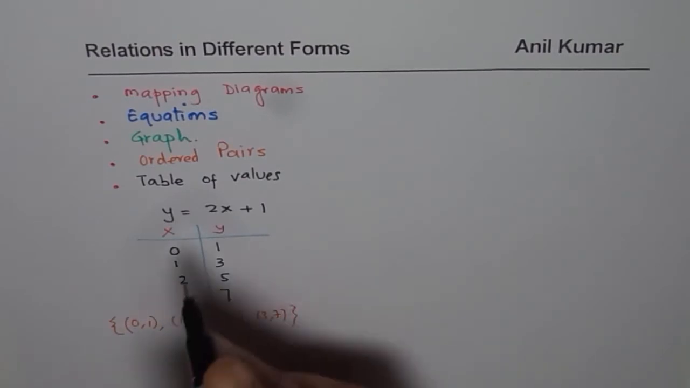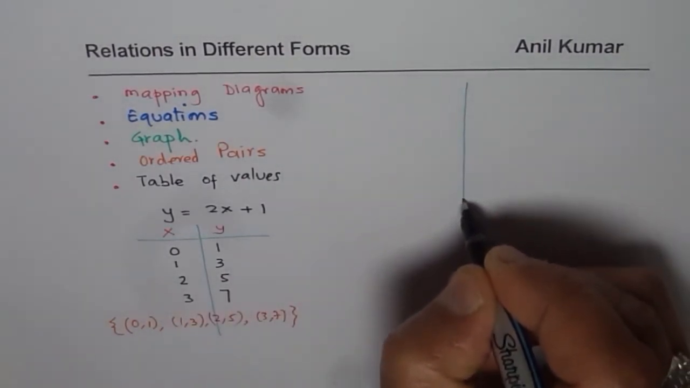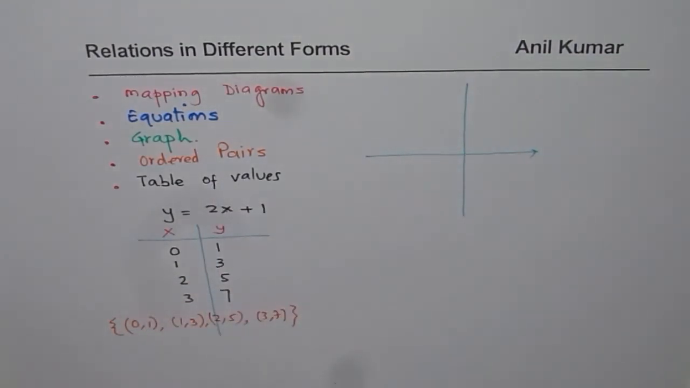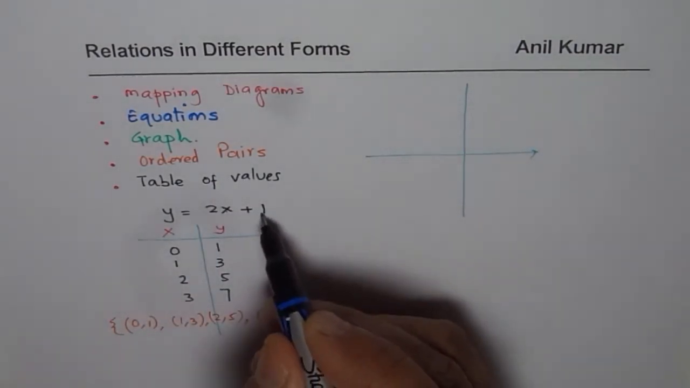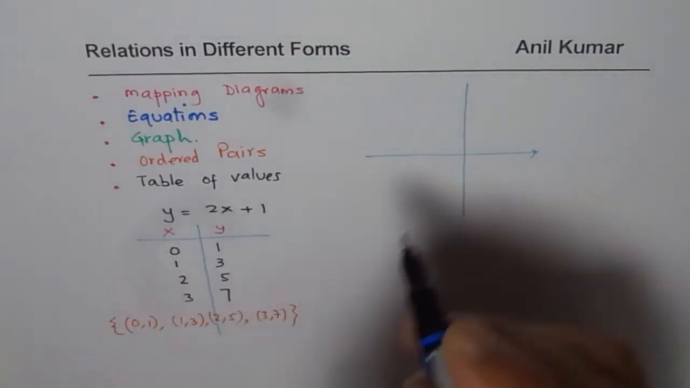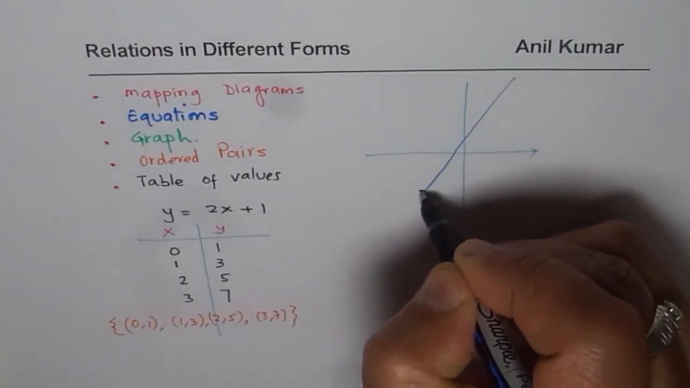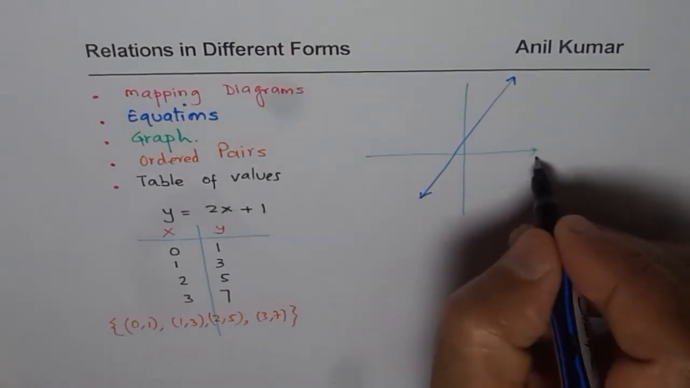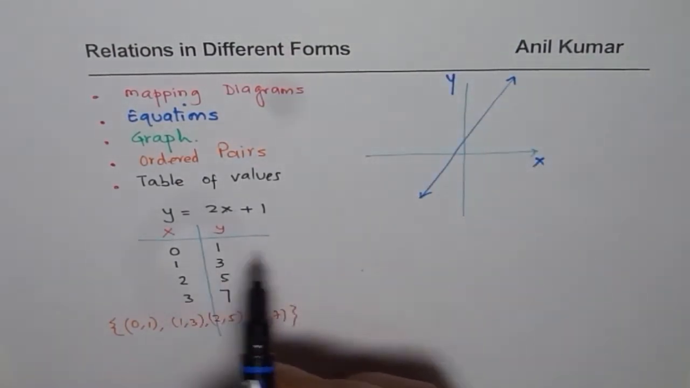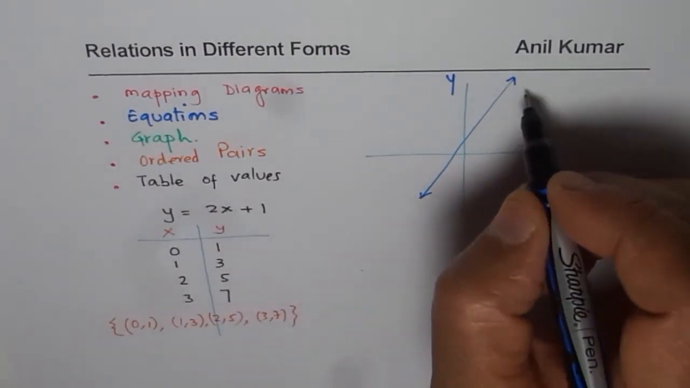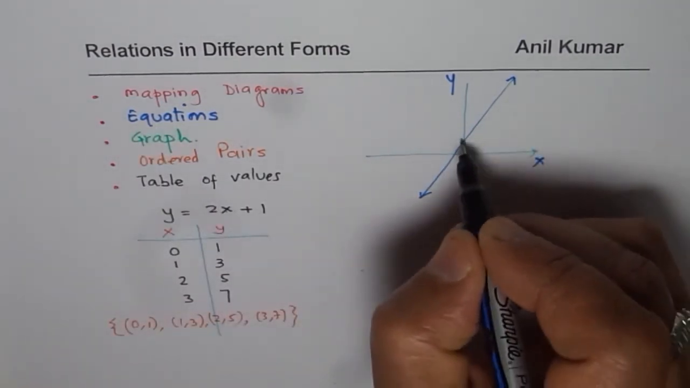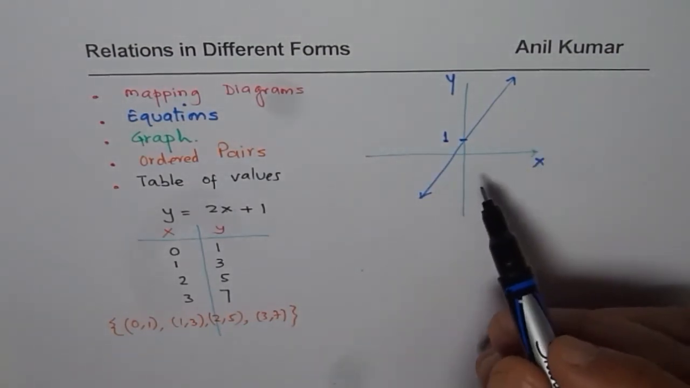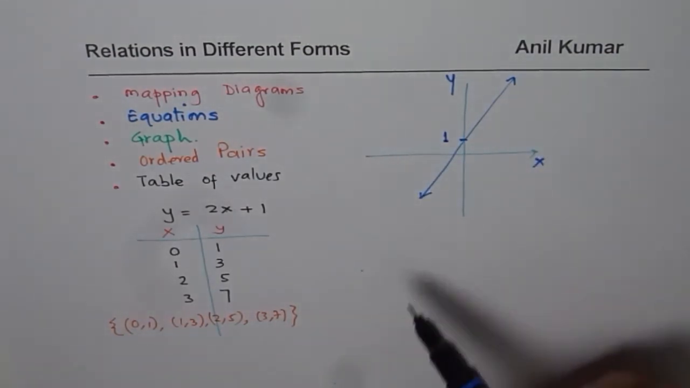Graph, you could graph this. For example, 2x plus 1 is a straight line. Y-intercept is 1, slope is 2. So a line like this. It's a rough sketch. It represents the equation 2x plus 1. So this is the y-intercept of 1 in the form of a graph, right?